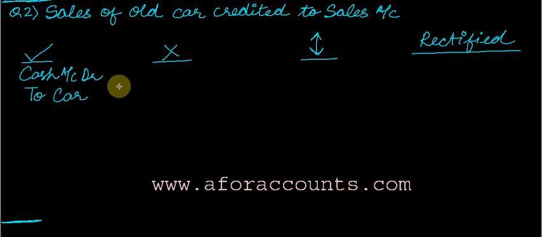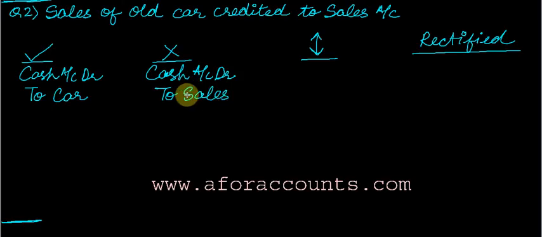But what did I do? I by mistake wrote it as cash account debit. Cash is coming in. That part was correct. But then to sales account always has to be credited. So instead of an asset, I marked here to sales account.